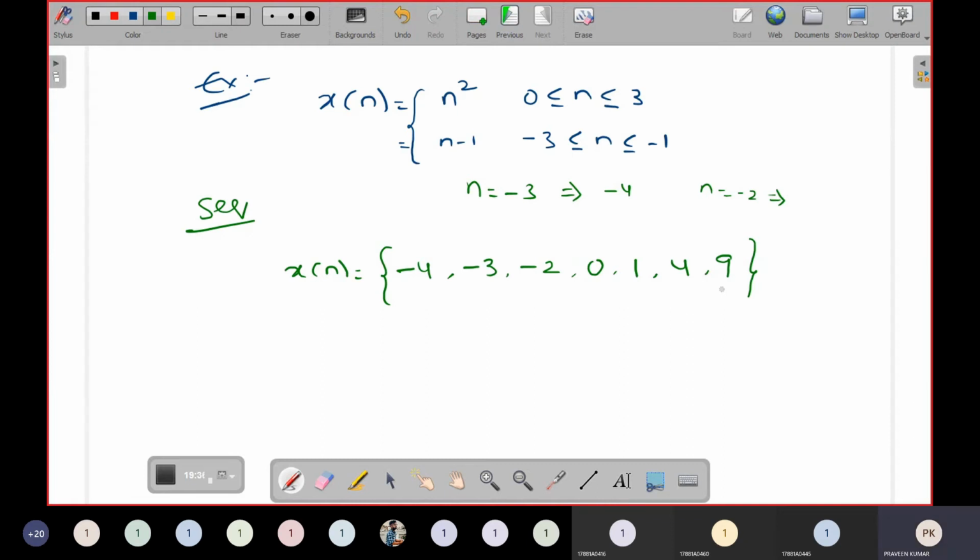No. So you need to give the origin indication. You need to give the arrow mark. Where do I need to give it? For which amplitude? -4, -3, -2, -1, 0, 1, 4, 9. What is the amplitude at origin? 0. So here I need to give the arrow. So this is the sequence representation.